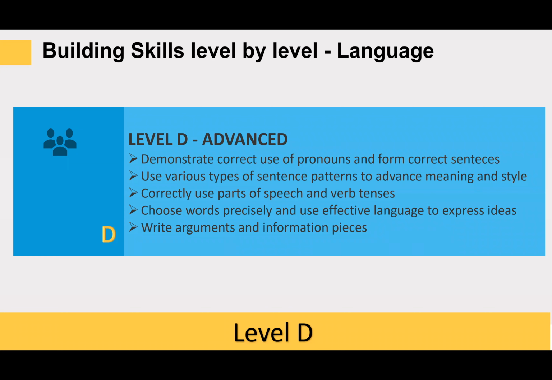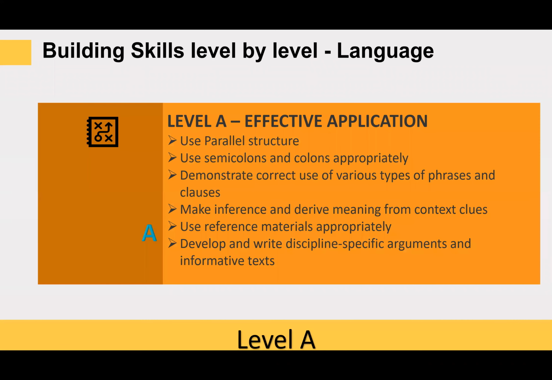At level D, learners begin to grasp more advanced punctuation, sentence patterns, writing with clarity, and various style forms, including writing well-written and supported arguments and information pieces. There's more emphasis at this level on the informational text and real-world application. And at level A, grammar and usage is more difficult as students move to using parallel structure to create meaning with the proper use of phrases and clauses, use of a variety of punctuation, including semicolons, colons, and use of quotations. They also hone their writing skills and develop and write discipline-specific arguments and informative texts.